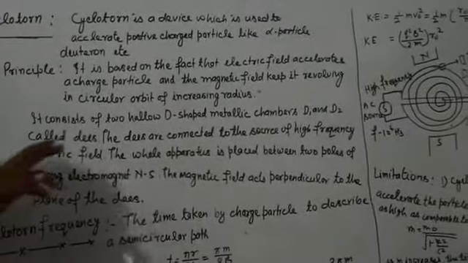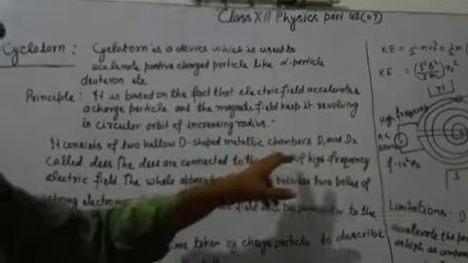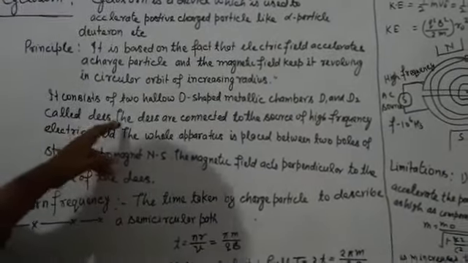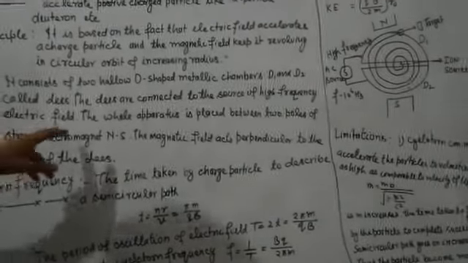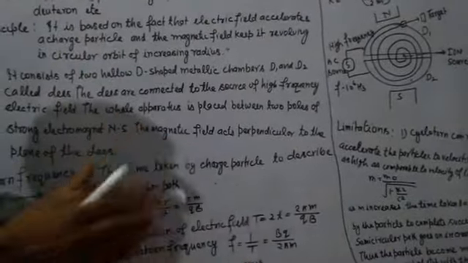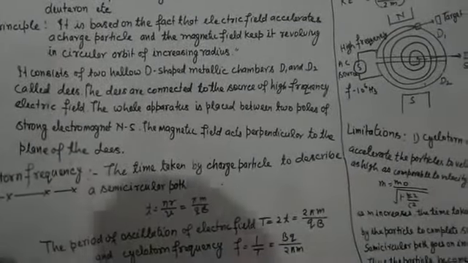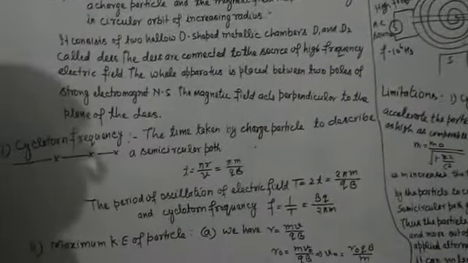It consists of two D-shaped metallic chambers, D1 and D2, called Ds. The Ds are connected to a source of high frequency oscillator, you can say a high frequency electric field oscillator. The whole apparatus is placed between the two poles of a strong electromagnet, N and S. The magnetic field acts perpendicular to the plane of the Ds.